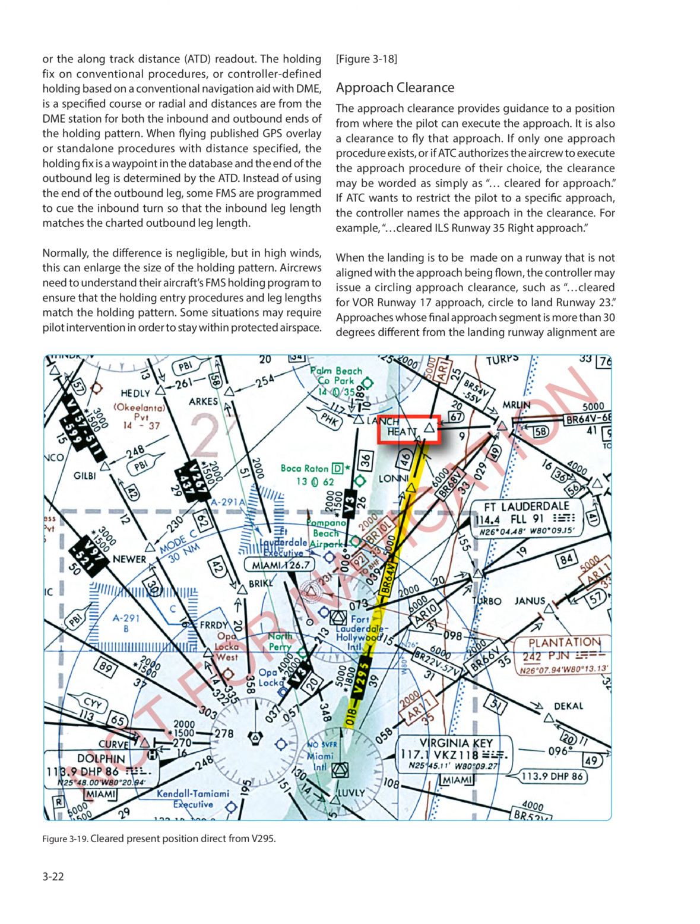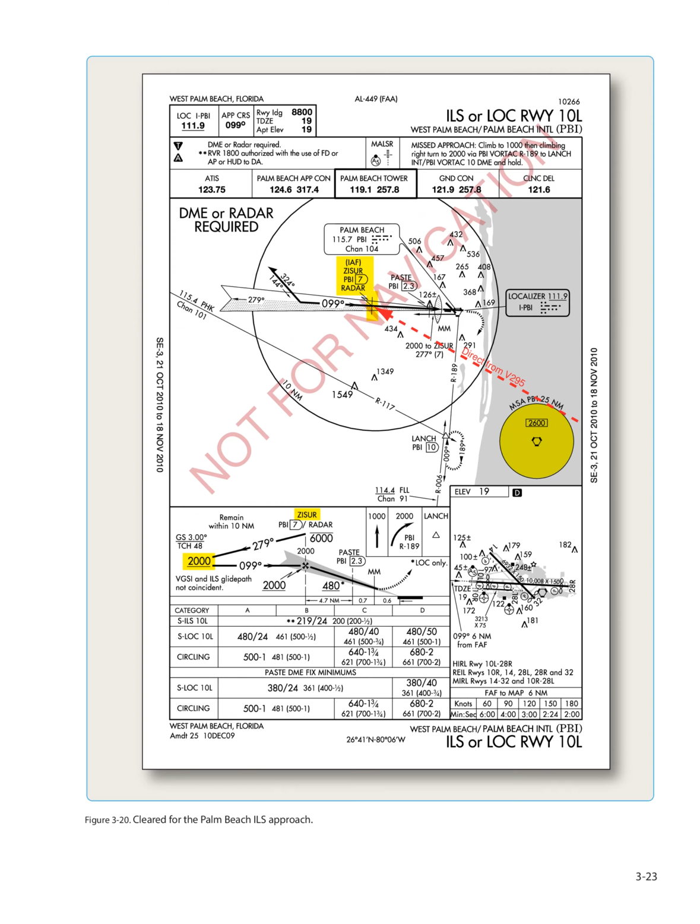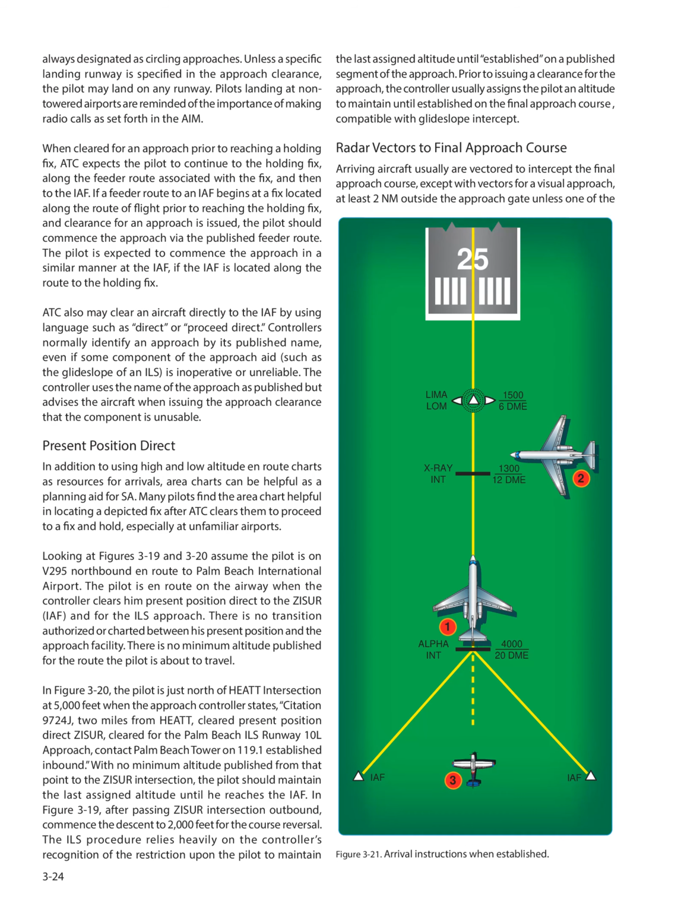For example, cleared ILS runway 35 right approach. When the landing is to be made on a runway that is not aligned with the approach being flown, the controller may issue a circling approach clearance, such as cleared for VOR runway 17 approach, circle to land runway 23. Approaches whose final approach segment is more than 30 degrees different from the landing runway alignment are always designated as circling approaches. Unless a specific landing runway is specified in the approach clearance, the pilot may land on any runway.